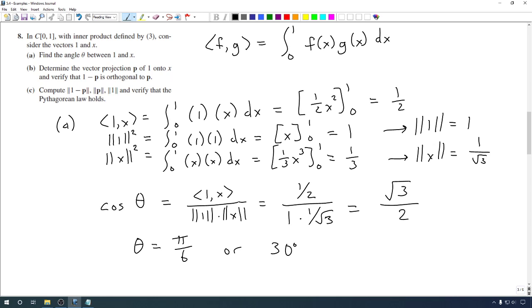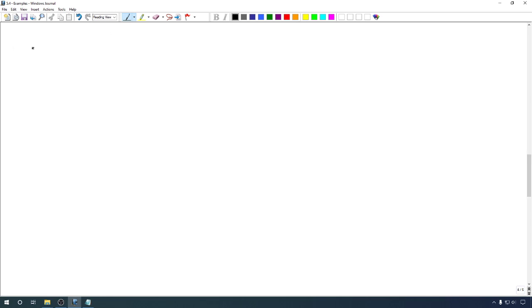All right. Now we're going to find the vector projection P of 1 onto x. And then we're going to verify that 1 minus p and p are orthogonal. I'm going to do that on another page. So we're projecting 1 onto x. Now what is our formula? Remember, we have a formula for this. The projection of u onto v is the inner product of u and v over the inner product of v with v, or you could say the norm of v squared, times the vector v. Remember, this is just a scalar overall times the vector v. Here the u is equal to 1.